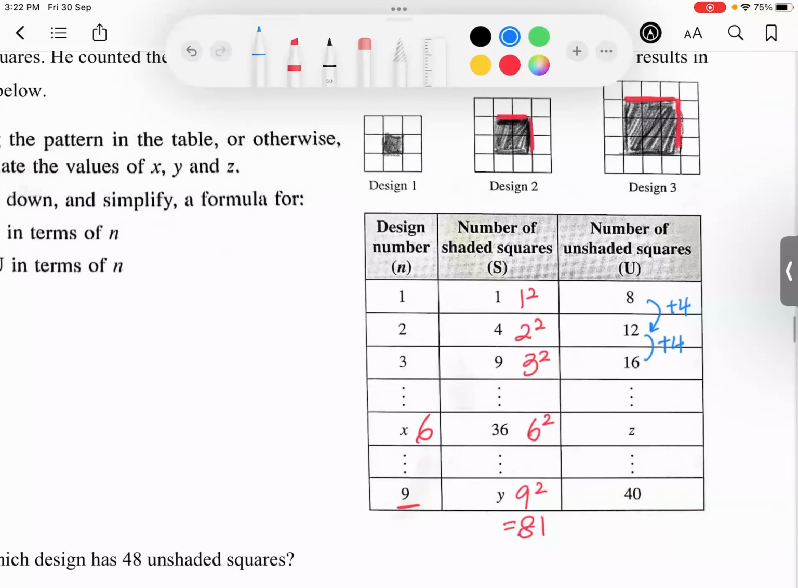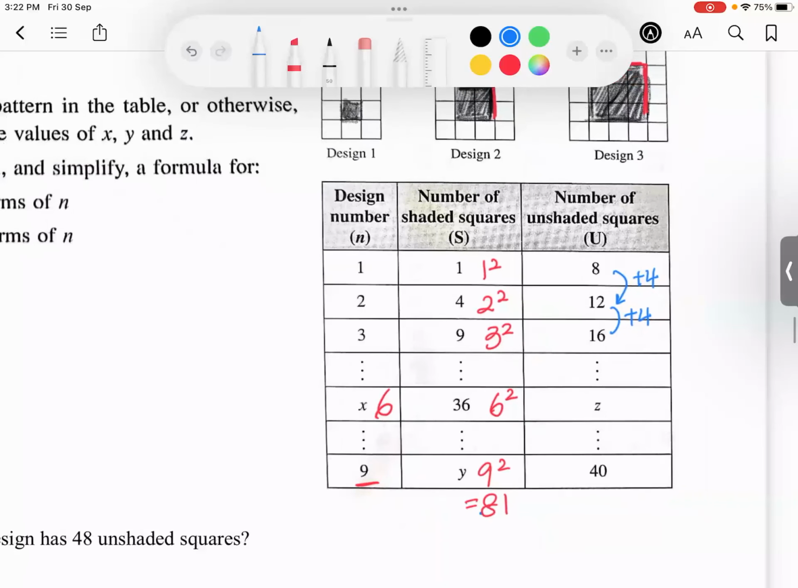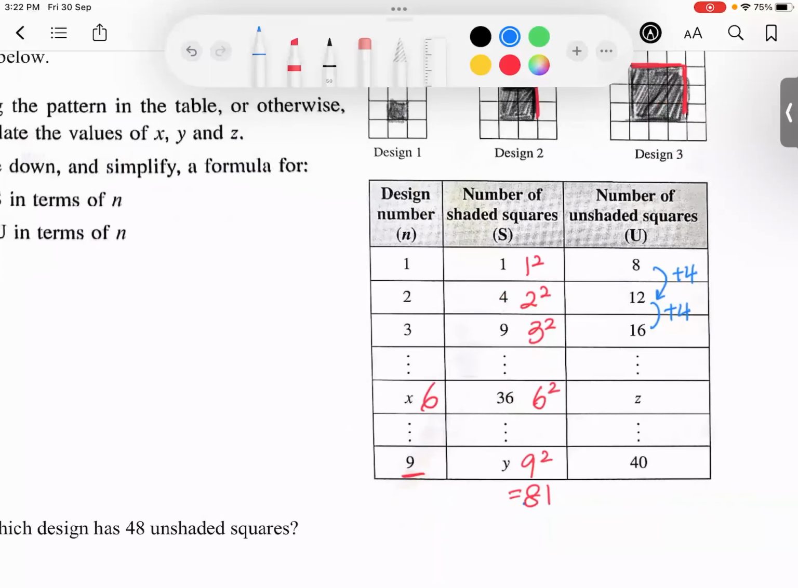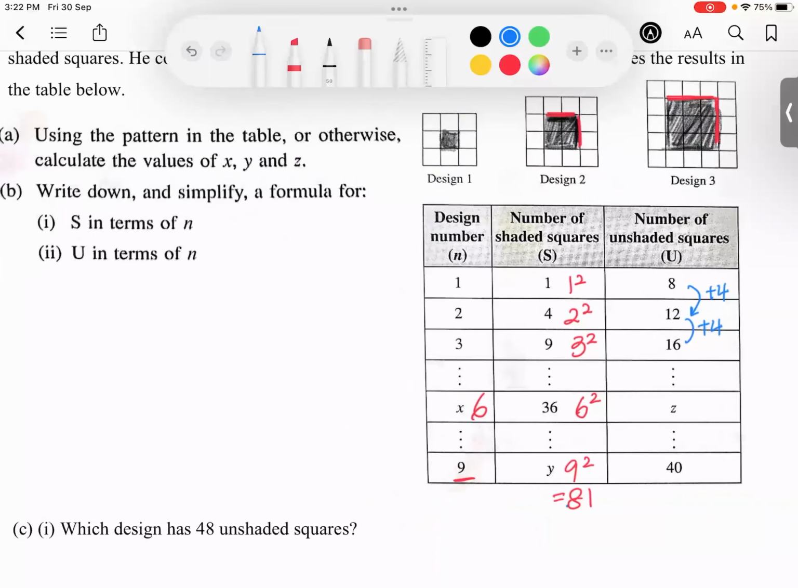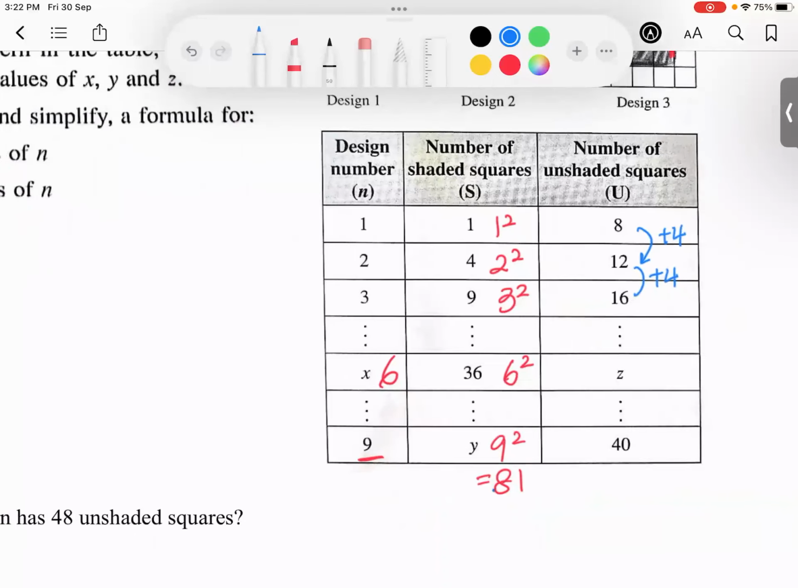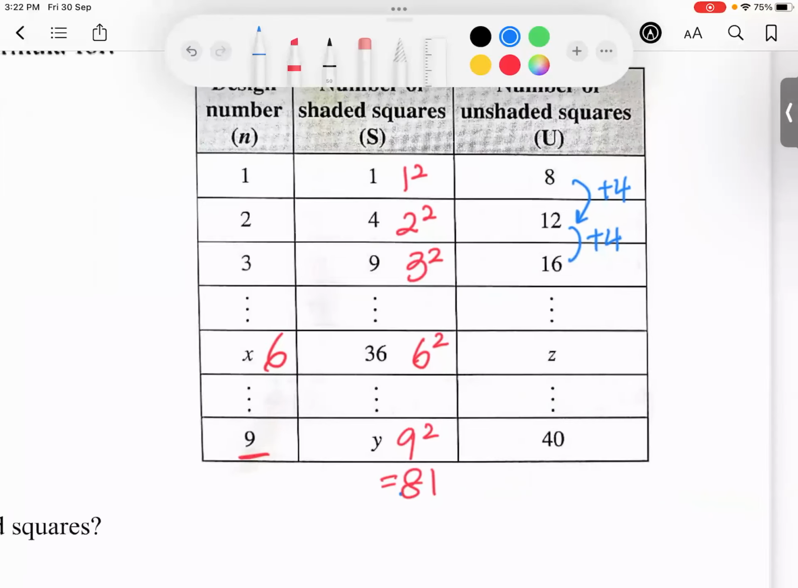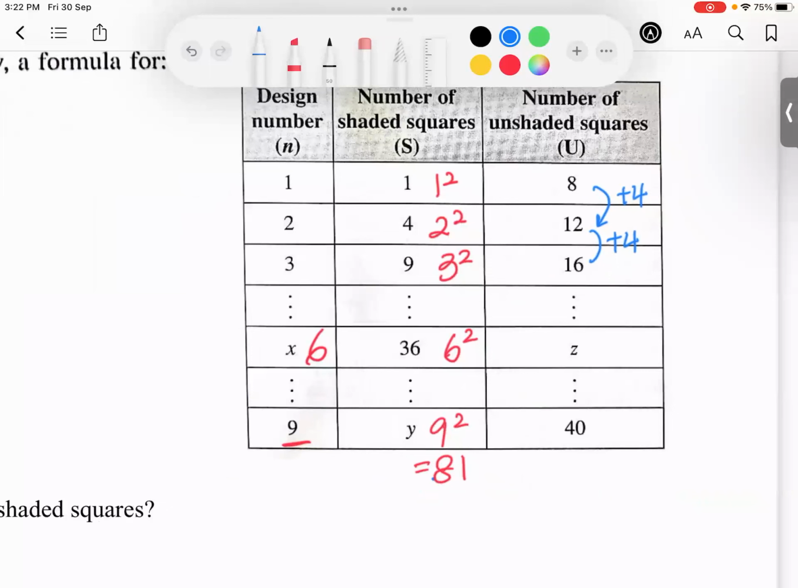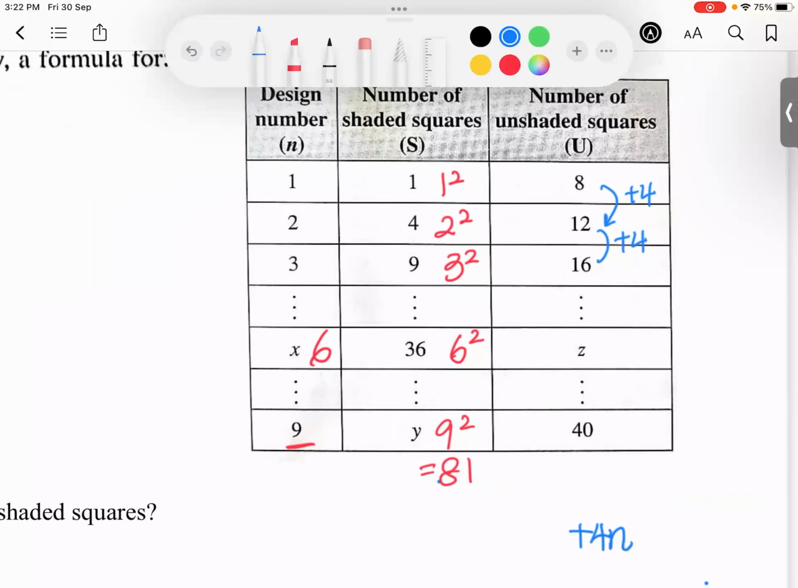So this means it's going to be a multiple of 4. How to find a formula for the number pattern? If I'm adding 4 every time, the formula will be plus 4n. Then I need to find what is the number in front. What number plus 4n can give me 8? I minus away 4, then I know this number is 4. So 4 plus 4 will give me the number 8. So this formula will be 4 plus 4n.